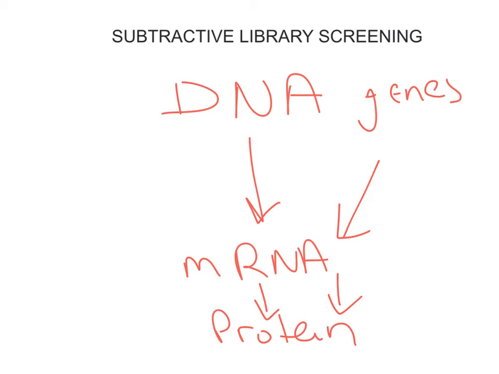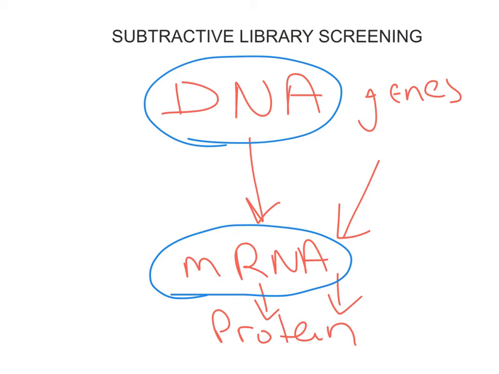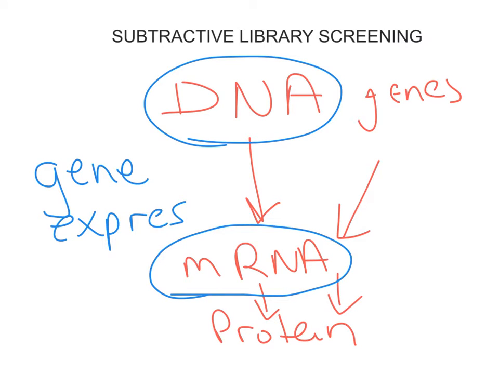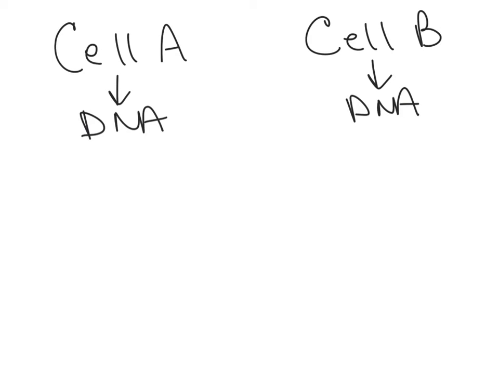We discussed in class that all cells in your body have all the same DNA, but they may not have the same mRNA due to different gene expression. Okay, so they express themselves in terms of mRNA. So if we want to look at this, we can determine which cells are expressing particular genes by using subtractive library screening. So let's look at this example.